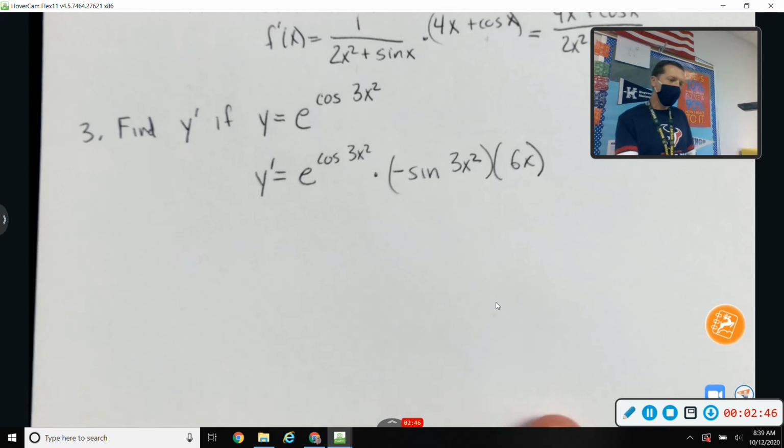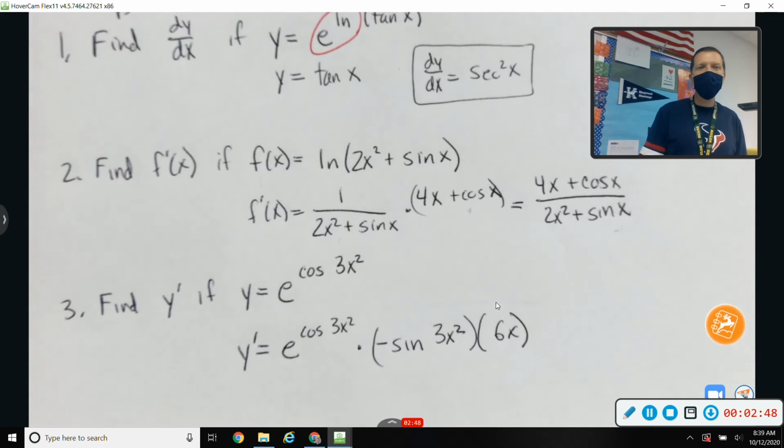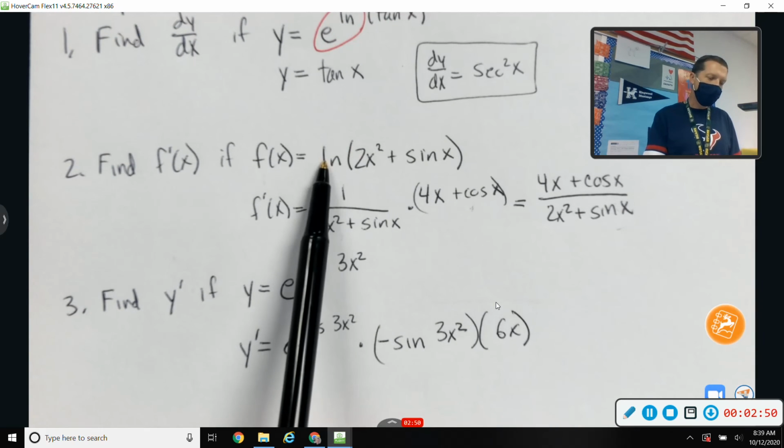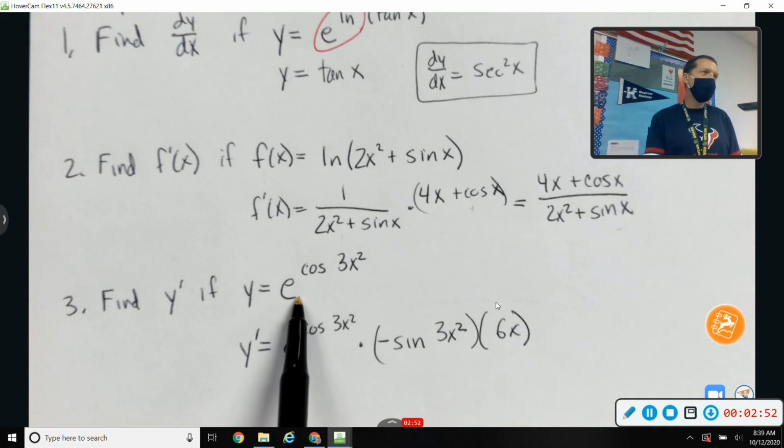So that's your 2 and 3, the reminders of what we did last week. The derivative of natural log, the derivative of exponents. Any questions on those?